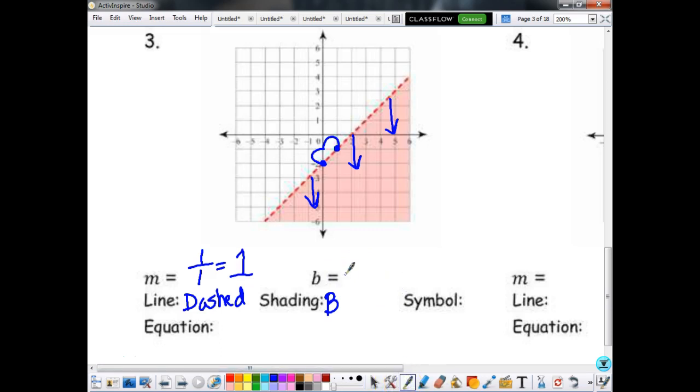I don't know. It's kind of hard to see up here.